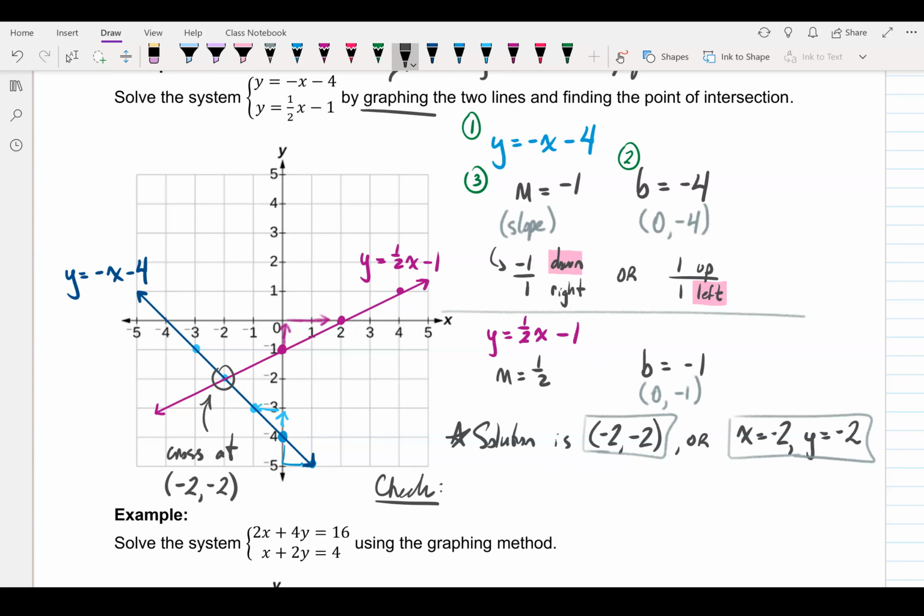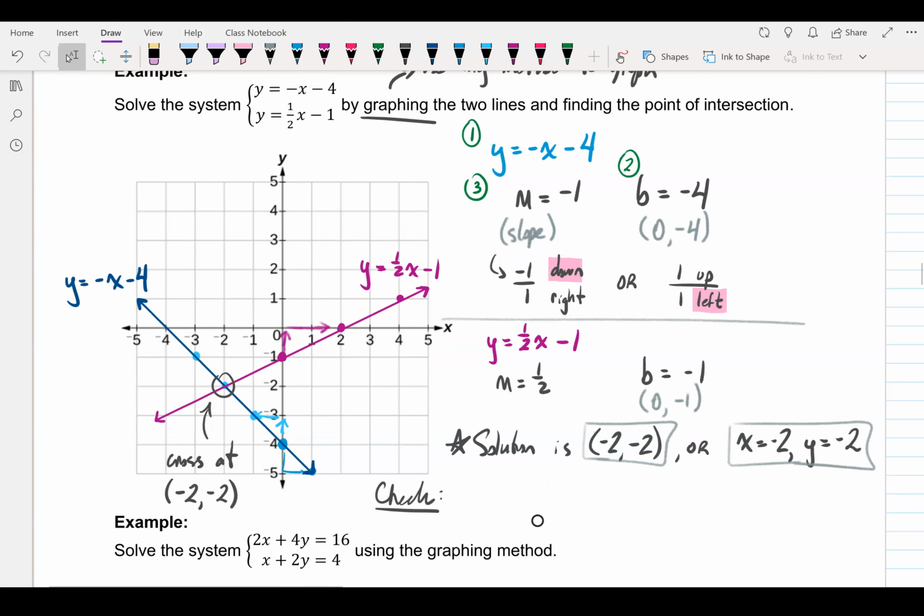And remember, we're going to use the original formulas to check. So I'm going to take formula 1, or line 1, y equals negative x minus 4, and put our numbers in. That would mean that negative 2 equals negative 2 minus 4. Let me just move this over here. And let's just check to see that the left side equals the right side, okay? Negative 2 equals, negative 2 is 2, 2 minus 4 is negative 2.